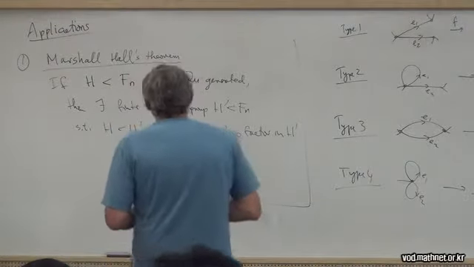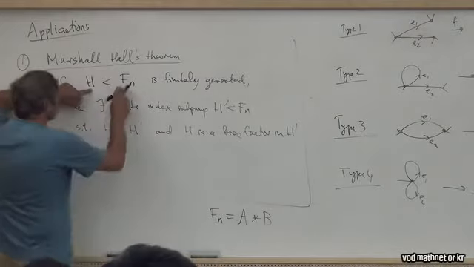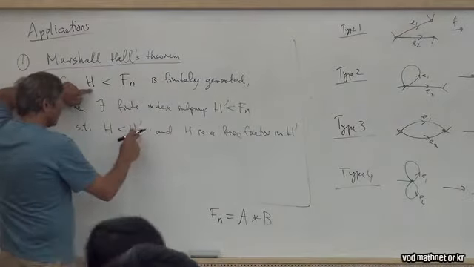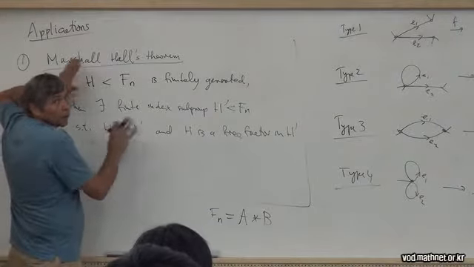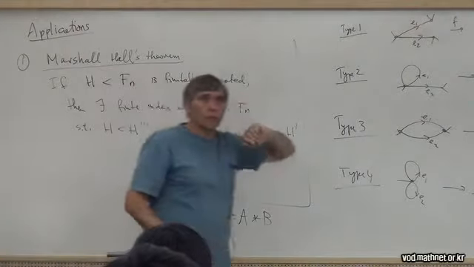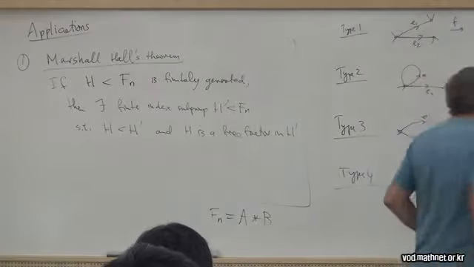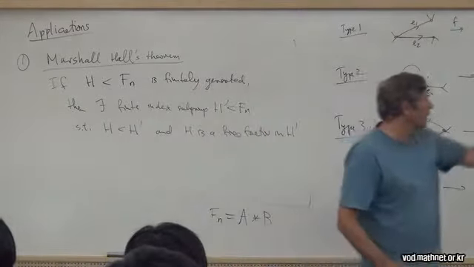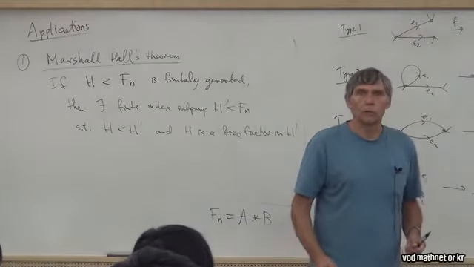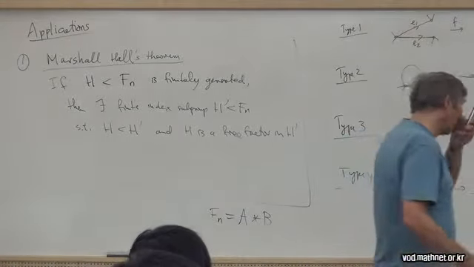Any finitely generated subgroup can be obtained by first passing to a finite index subgroup and then taking a free factor of that. And that's it. There aren't any other subgroups, at least finitely generated. Okay, so what's the proof of this? I'm just going to do it for this H that we have on the board, but the proof is the same in general.